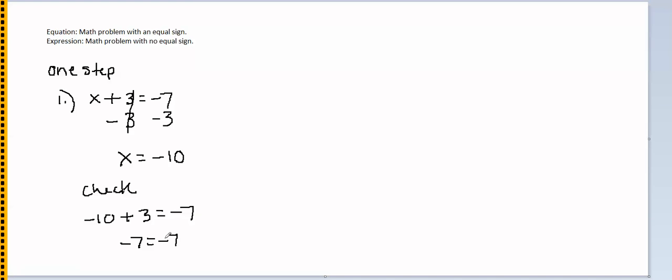So my whole point of that first one step is if you see a plus sign, you subtract to both sides. Okay, so similar, what if I have a minus sign?